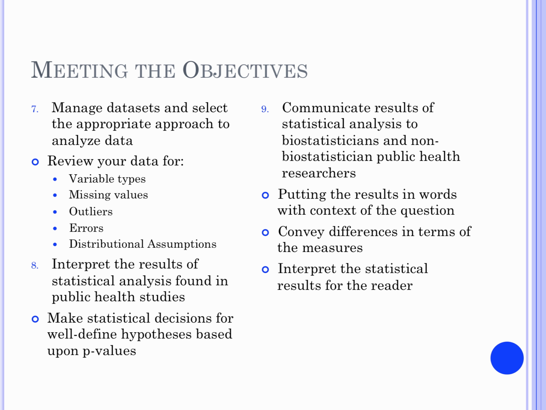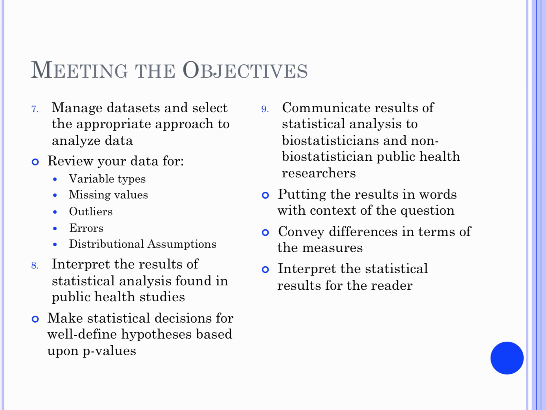Once you've run your statistical tests, Objective 8 is about interpreting the results of those tests found in public health studies. We learned how to make statistical decisions for well-defined hypotheses based upon p-values. And Objective 9 was to communicate the results of statistical analysis to both biostatisticians and non-biostatistician public health researchers.